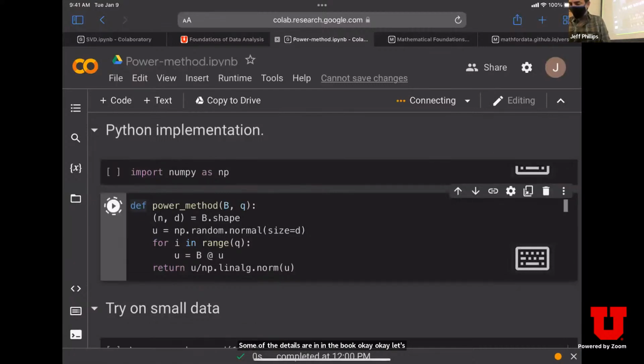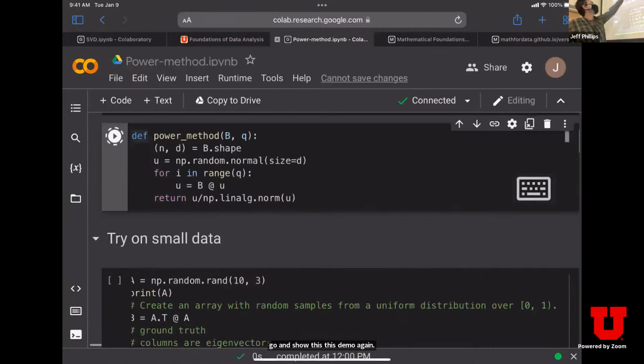Again, the power method's right there. I'm just doing this matrix update, B times U, inside these Q steps. And I normalize at the end. I compute a random normal vector of size D, and I normalize it. That's how I initialize.